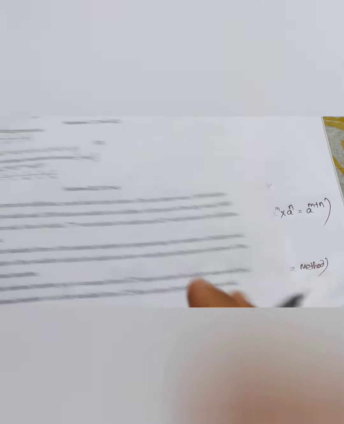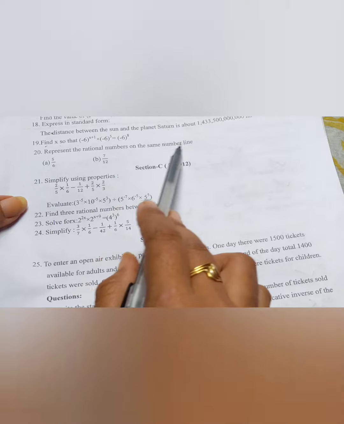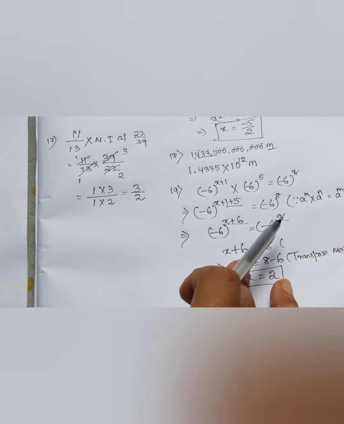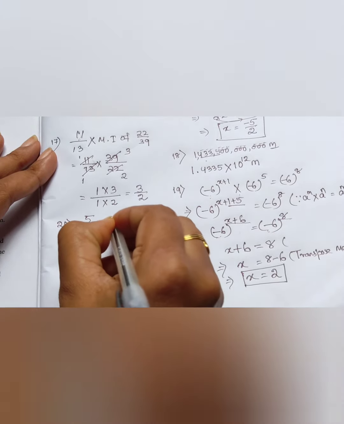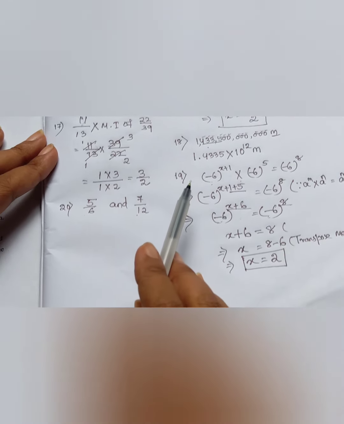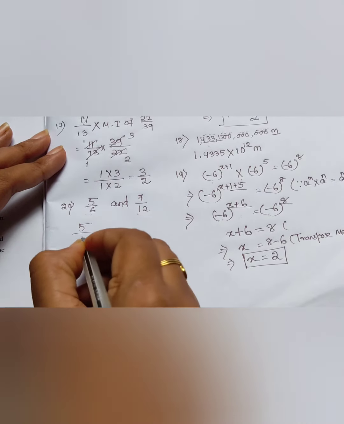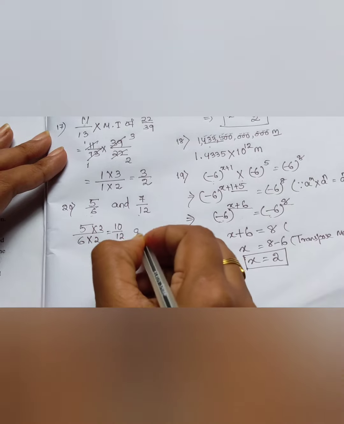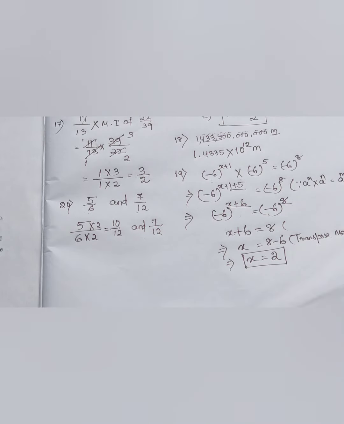Then, next come to 20 number question. Represent the rational numbers on the same number line. One is 5 by 6, another one is 7 by 12. So let's do the 20 number. As you know that both are unlike, it means their denominators are not equal. So first of all, convert them to equal denominators. So let's convert 5 by 6 to the denominator 12. So what do we need to multiply? Yes, 2. And whatever you multiply in the denominator, you have to multiply in the numerator. So 5 2s are 10 divided by 6 2s are 12, and 7 by 12.